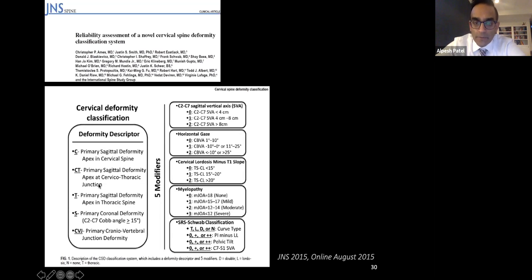And I'll hone in on a couple of things here. One is the horizontal gaze measure, chin-brow angle is on there. And then this concept of cervical lordosis minus T1 slope, meaning what's that mismatch between the two, being pretty critical determinants. I'm not sure many of us utilize this on a day-to-day basis because it is pretty complicated, and intra-rater reliability is fairly limited, but it does give you some of the concepts, and it's nice to go back and think about all of these factors as you're considering surgical correction, certainly for folks with deformity.